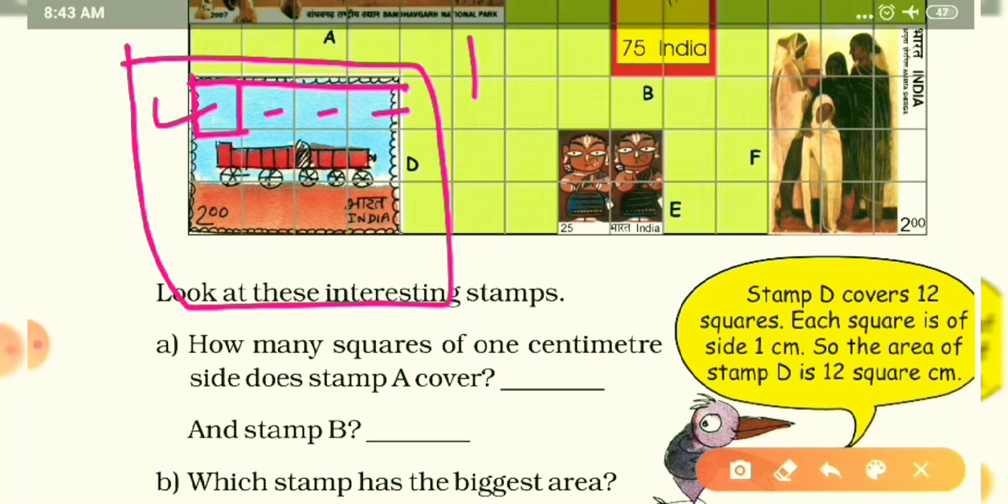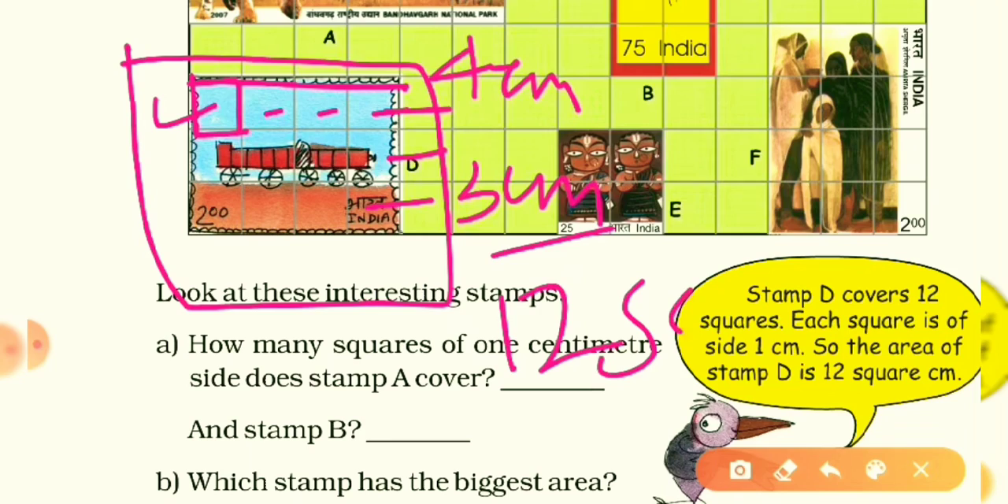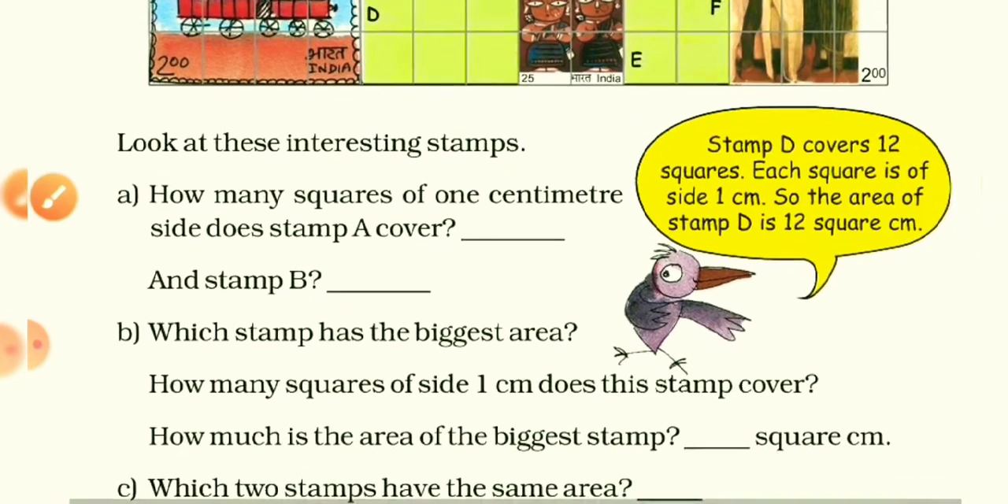It means the length of this stamp is 4 centimeter, and the breadth is 1, 2, 3. This is 3 centimeter. To find the area of a rectangle, we just multiply the length and breadth, from the formula. So you will get 4 times 3 is 12, 12 square centimeter. It means that is right. Now come to question A.